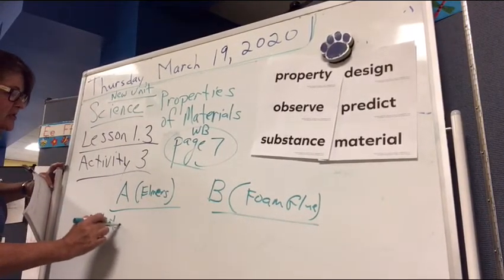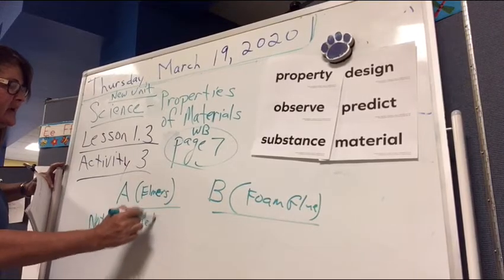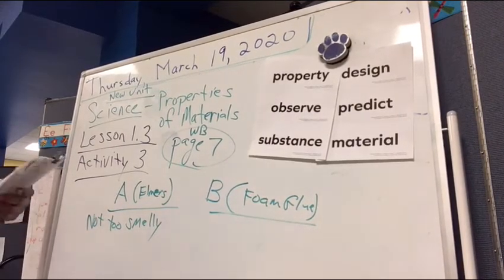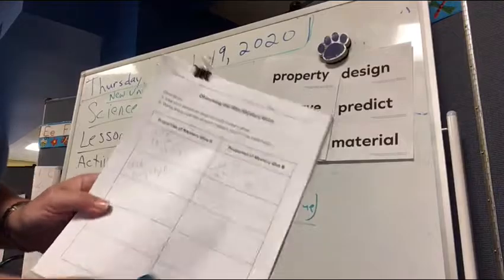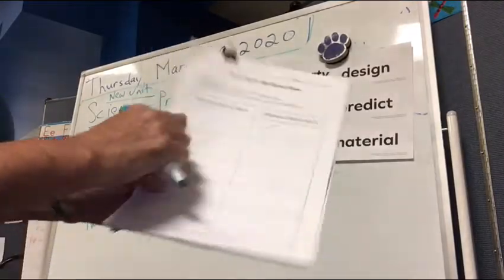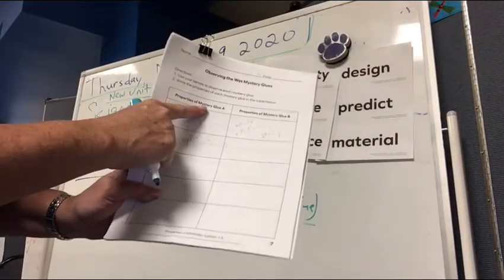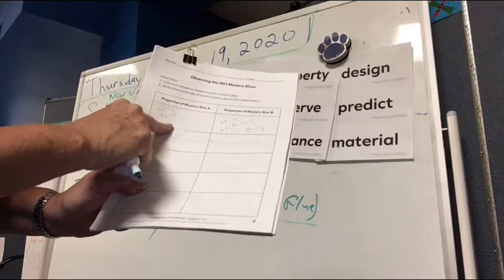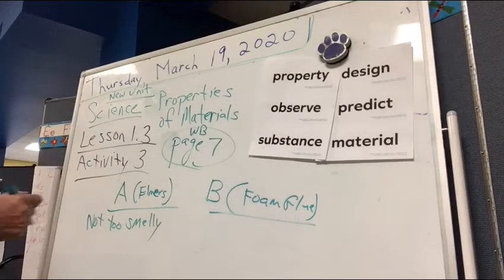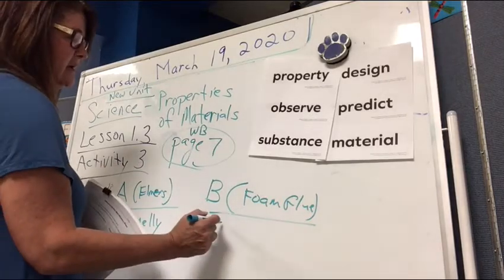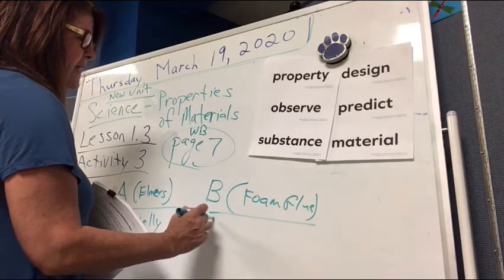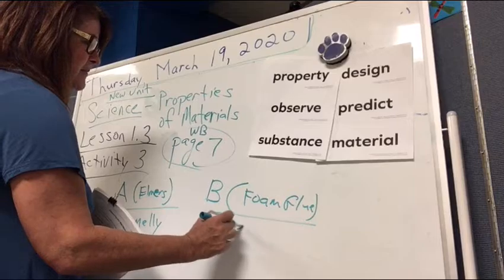Not too smelly. So you're going to fill in page 7, properties of materials, in the box under glue A. The properties, not too smelly is the first property. B, the foam glue, is smelly.